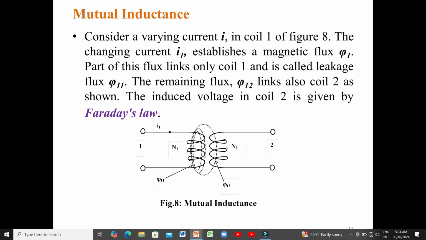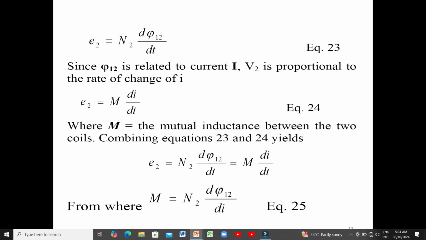The induced voltage in coil 2 is given by Faraday's law, which says E in the second coil, E2, is equal to N2 dΦ12/dt, where N2 is the number of turns in the second coil. Since Φ12 is related to current I, E2 is proportional to the rate of change of current.